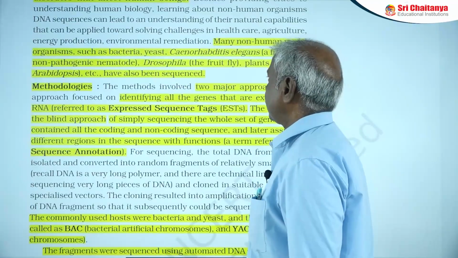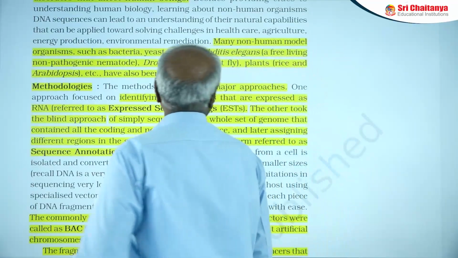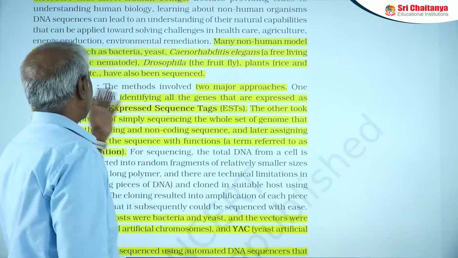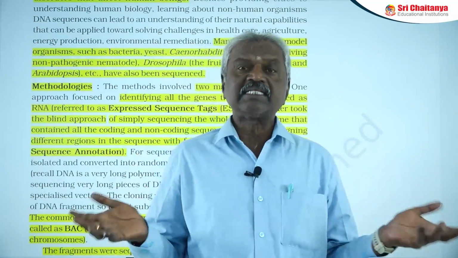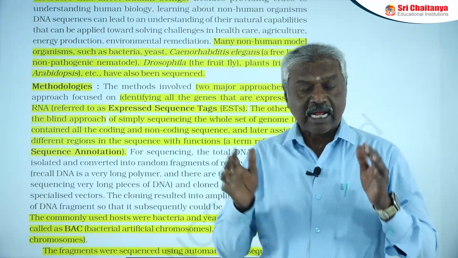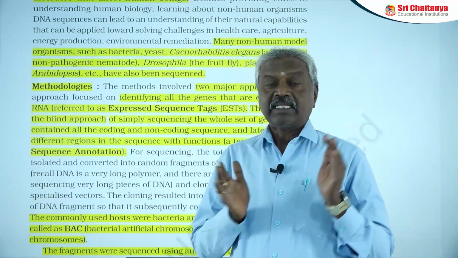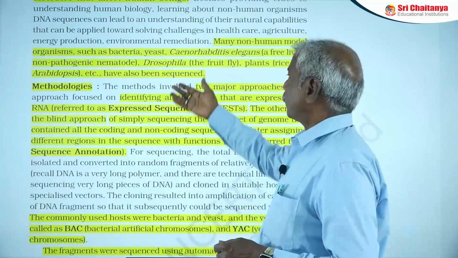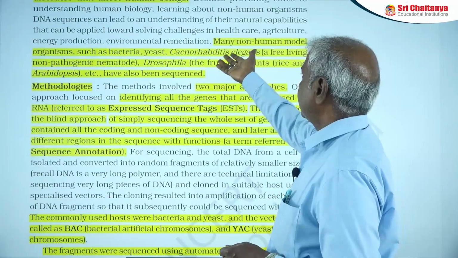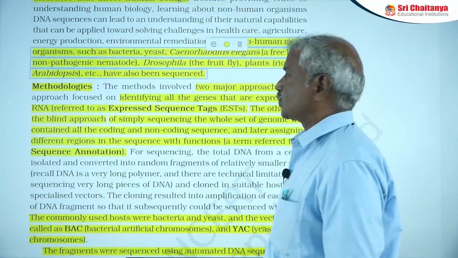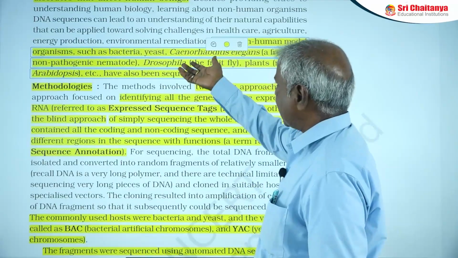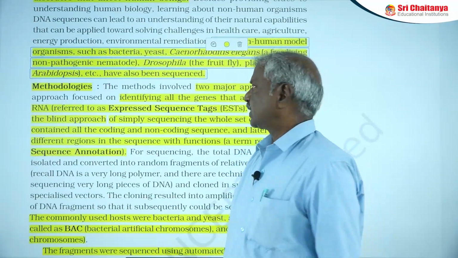Then Drosophila melanogaster, the fruit fly, you know it well. Then plants like rice and Arabidopsis thaliana. Arabidopsis thaliana is a medicinal plant. Then rice, Oryza sativa, and Drosophila melanogaster, an insect here. And the most important one, see that, Caenorhabditis elegans. Then the bacteria and yeast, you can go here.